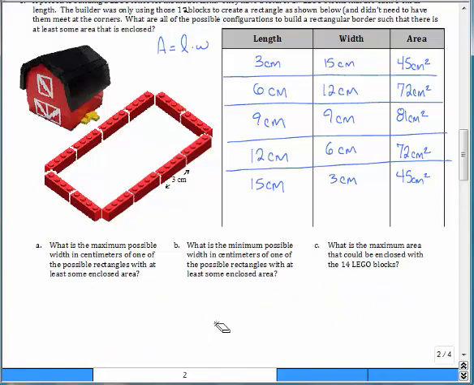So it asks, what is the maximum possible width in centimeters of one of the possible rectangles with at least some enclosed area? All right, so if I look here, I'm just looking for which is the biggest possible width, and it looks like we can have basically 15 centimeters, which used 5 blocks.